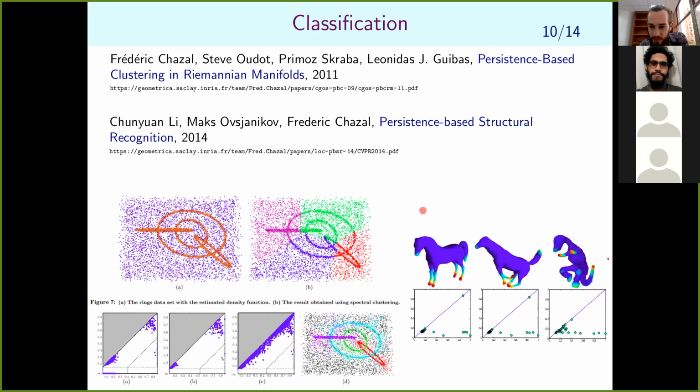And the question of Lucas, we call persistent homology the persistence module with the sets being the homology groups.